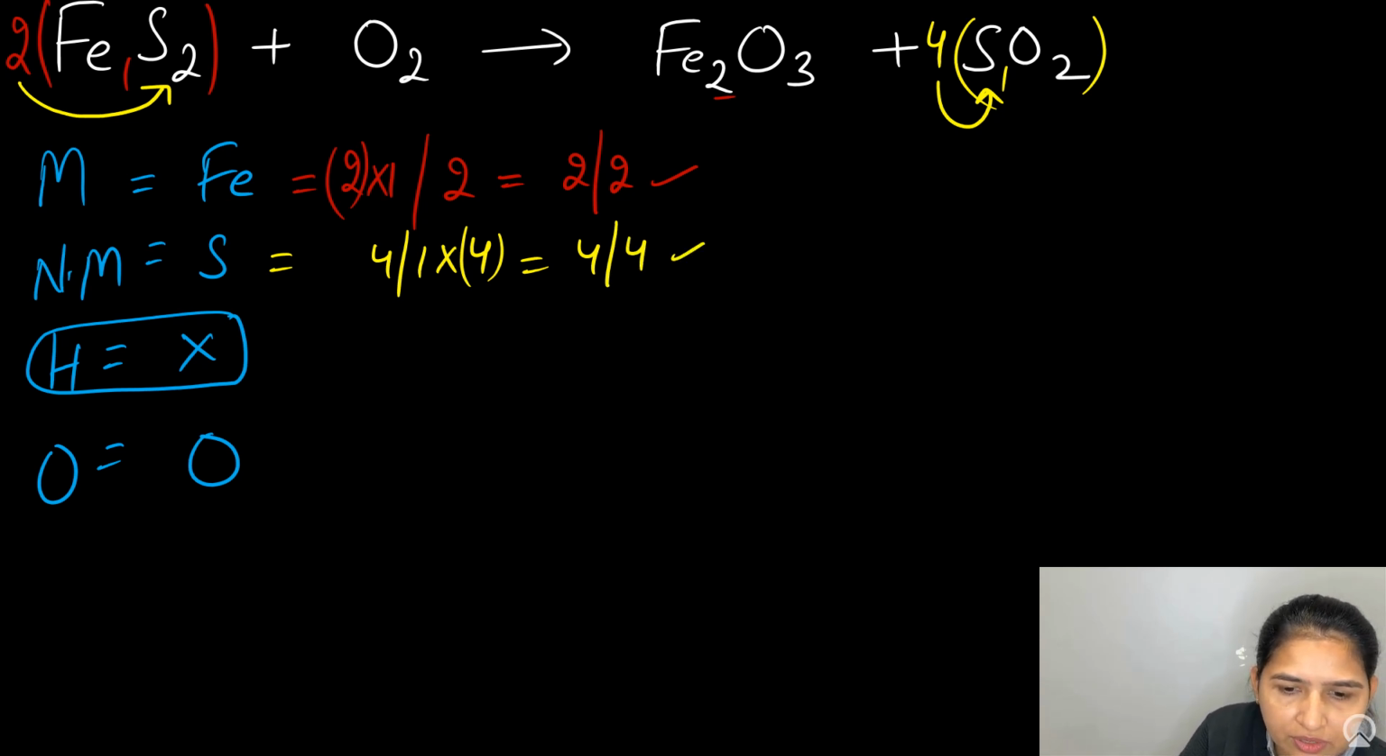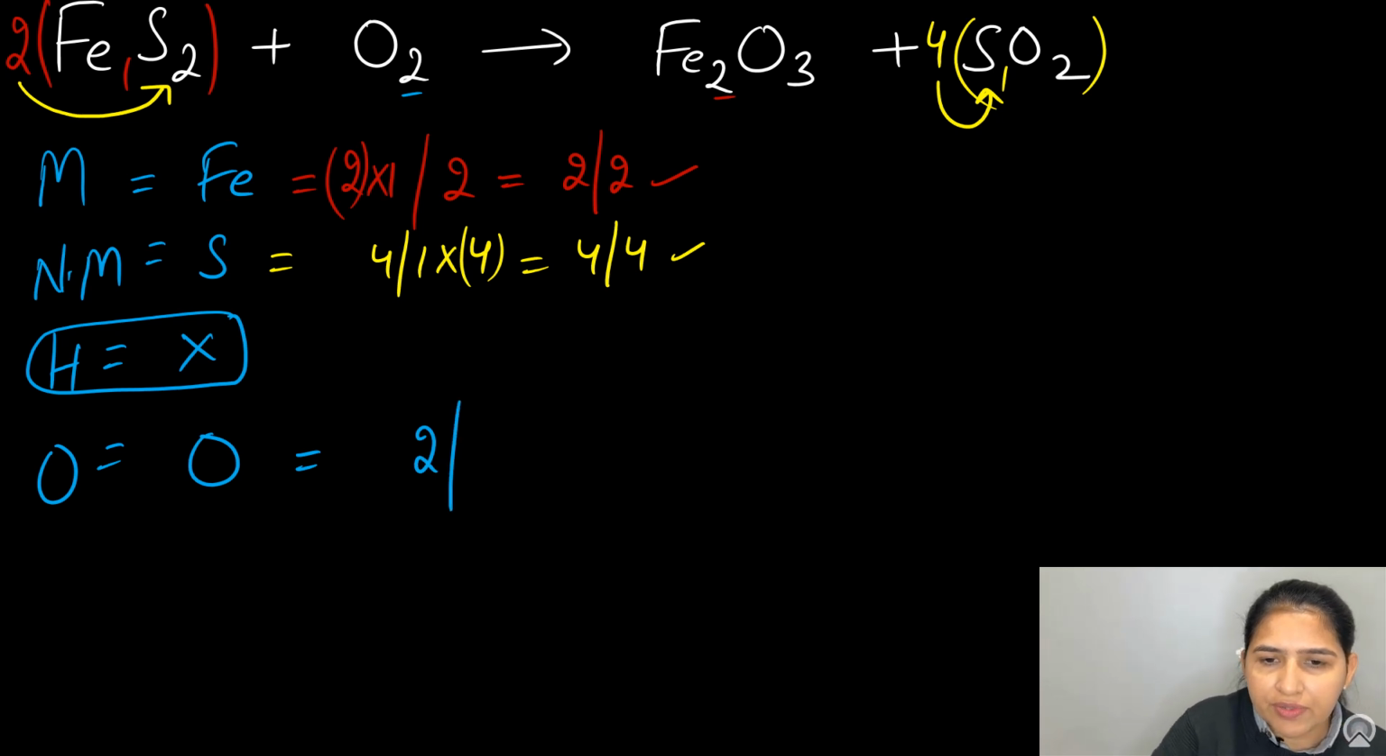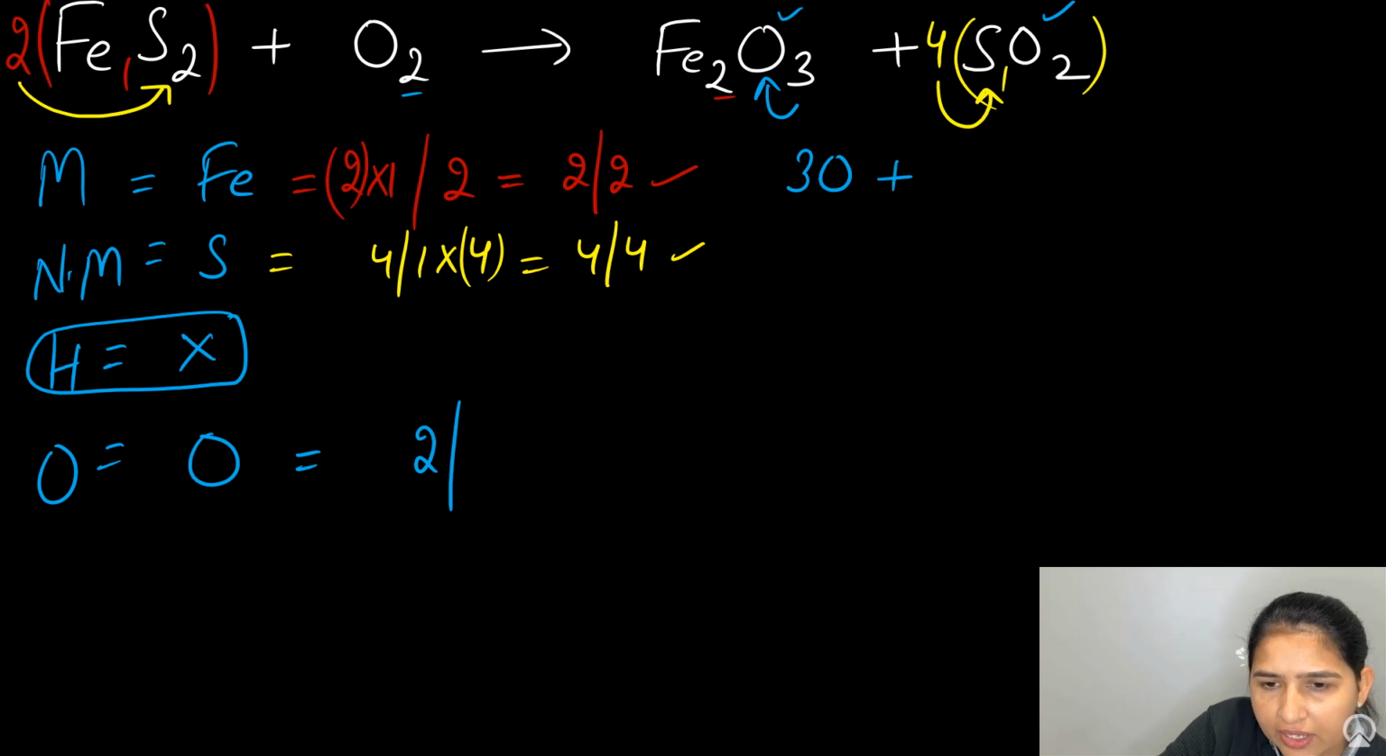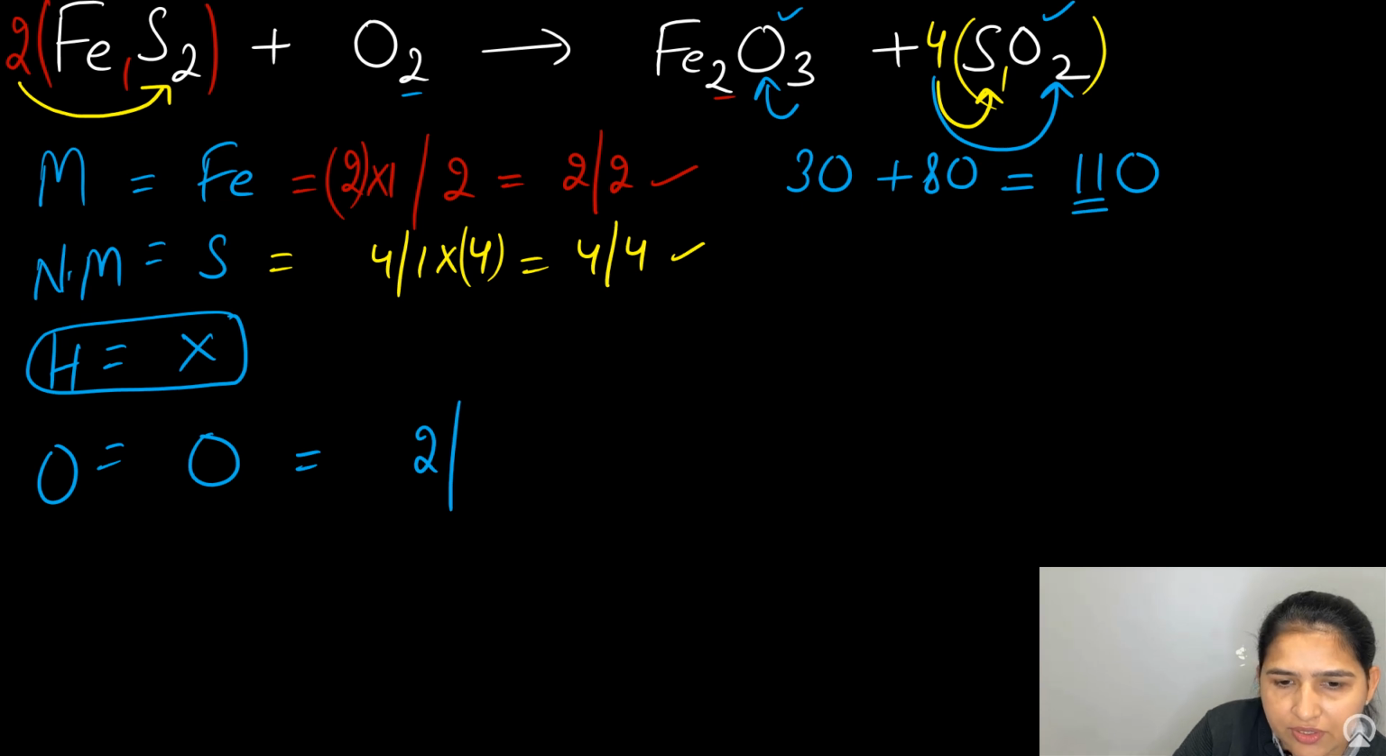Now it's time to check it for oxygen. Now let's check it for oxygen. As we are checking it for oxygen, I can see 2 oxygen are there on left hand side. Okay, again I am having oxygen with iron oxide and with sulfur oxide. Now let's check it. We are having 3 oxygen in case of iron oxide, and we are having 8 oxygen in case of sulfur dioxide. So now when we are adding them up, we are getting in total 11 oxygen.